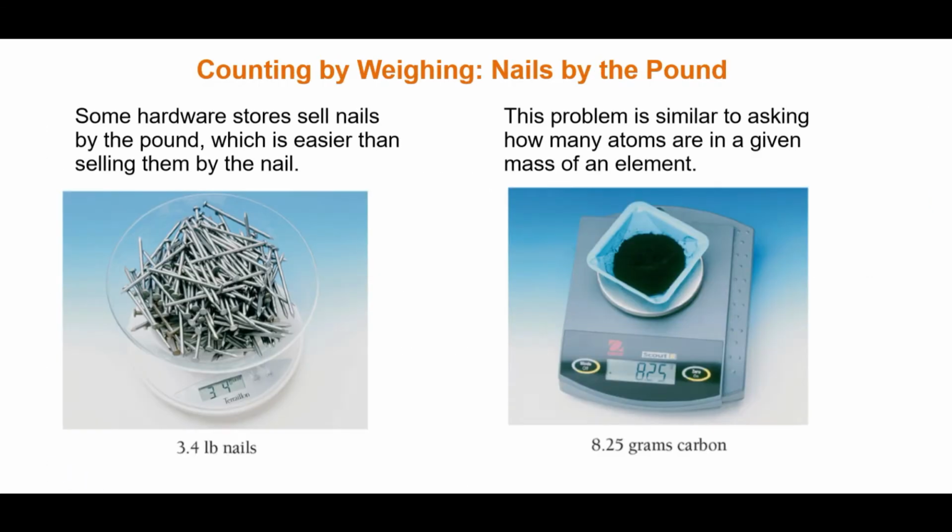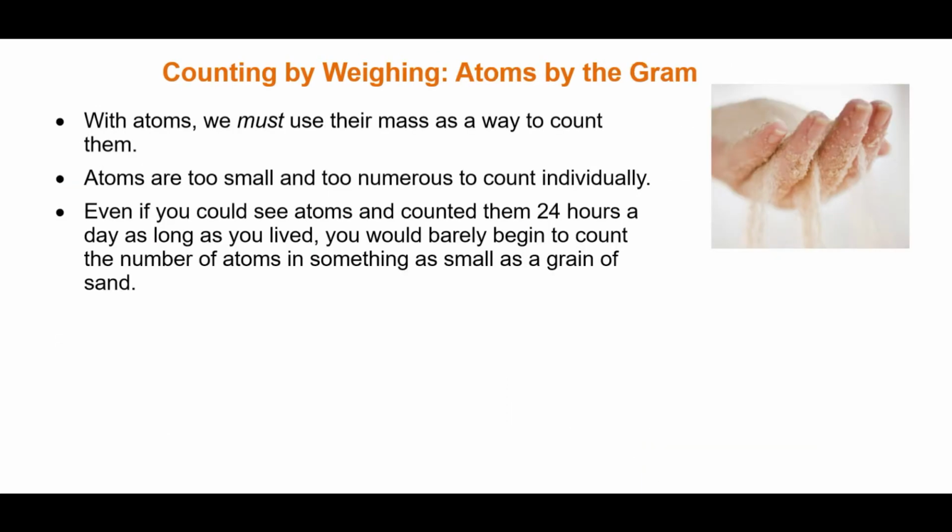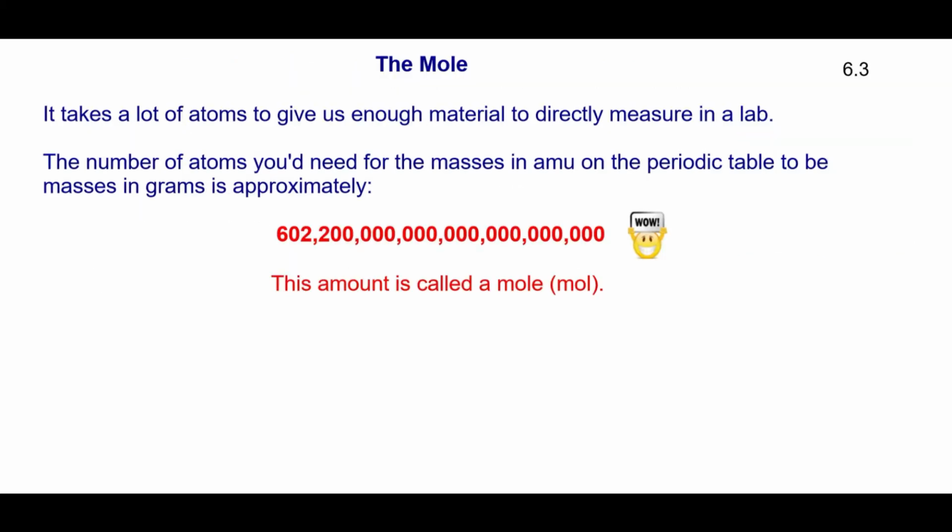Sometimes you will see things that are sold by the pound, which is easier than counting them out. That's similar to how many atoms are in this mass. With atoms, we have to use their mass because we cannot count them individually. There are far too many to count. You could count them the rest of your life and barely get to the number of atoms that are in a single grain of sand. It takes a lot of atoms if we're going to measure it in the lab.